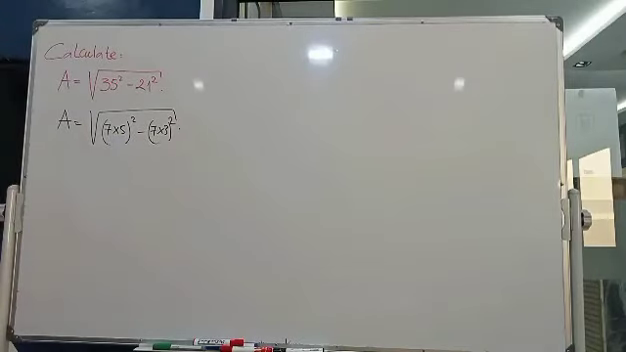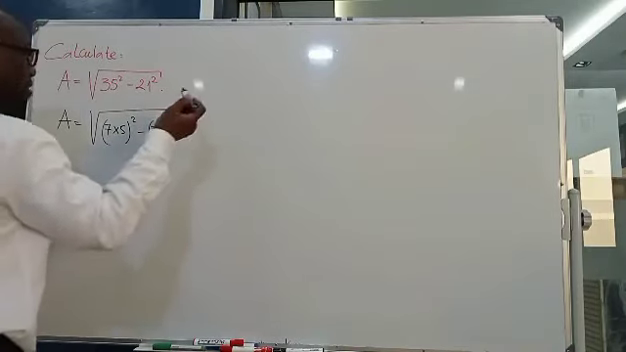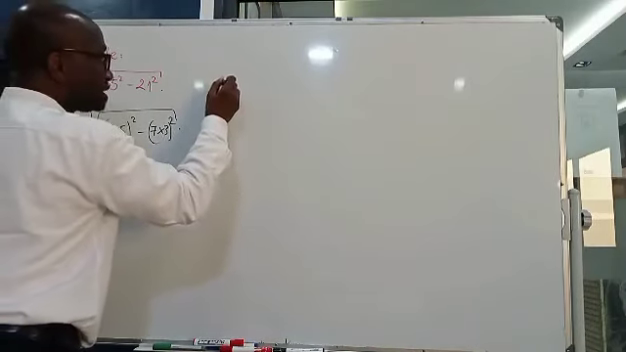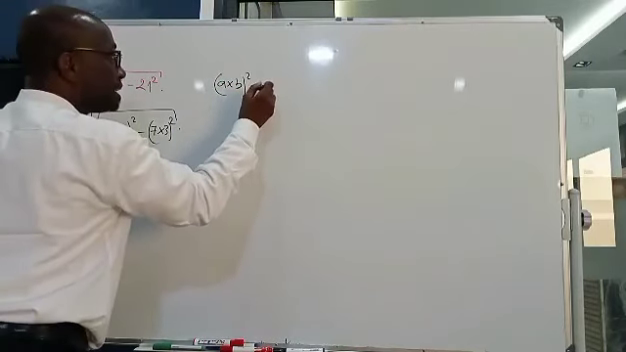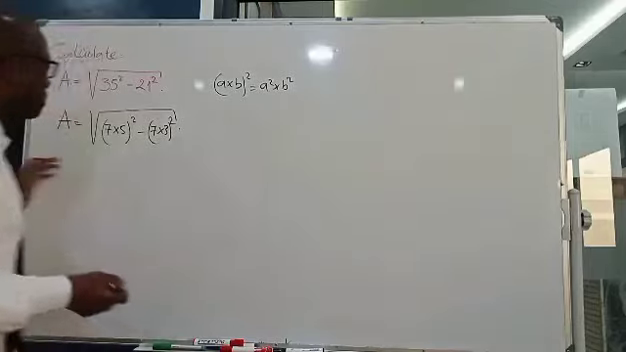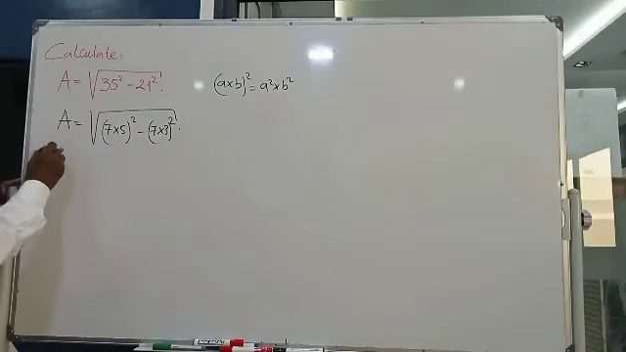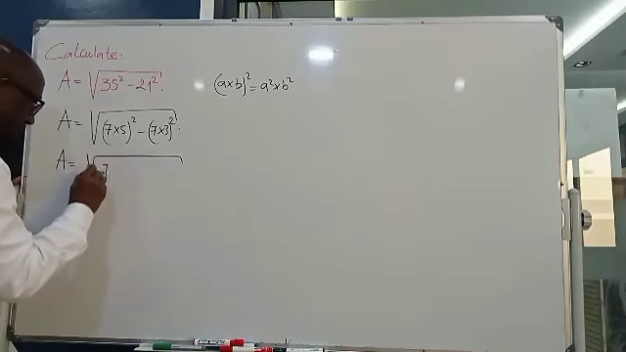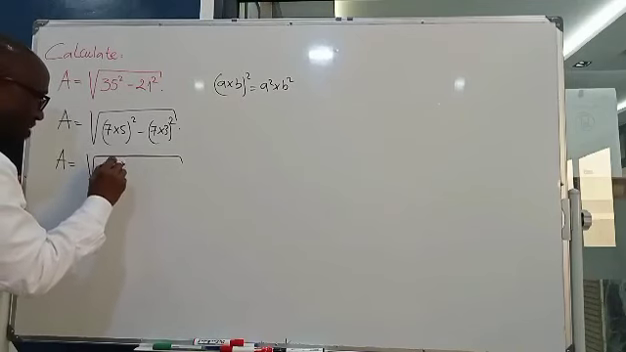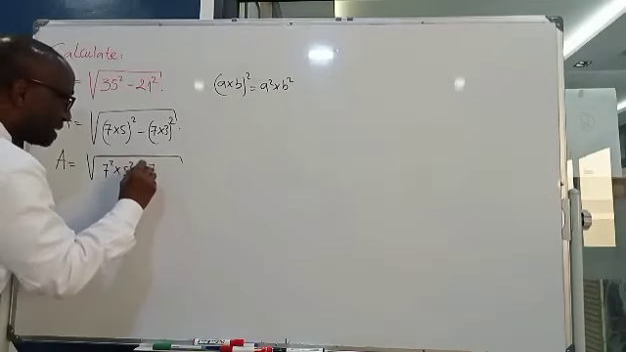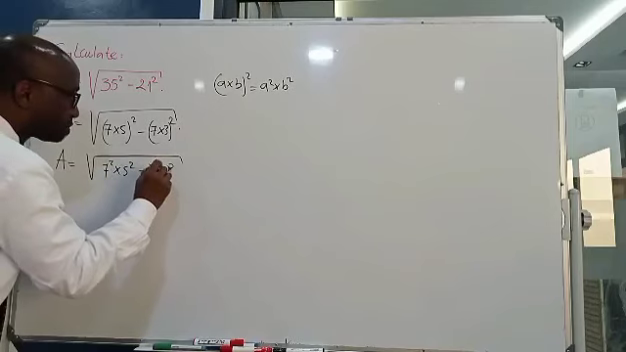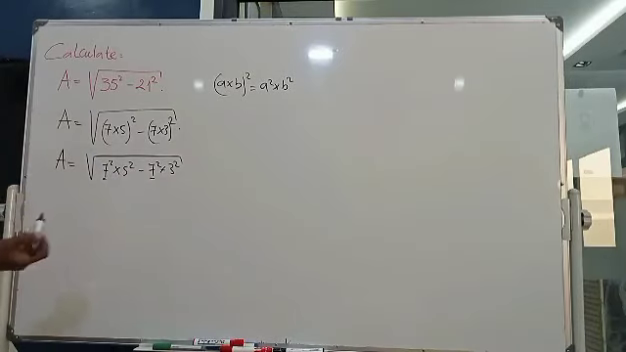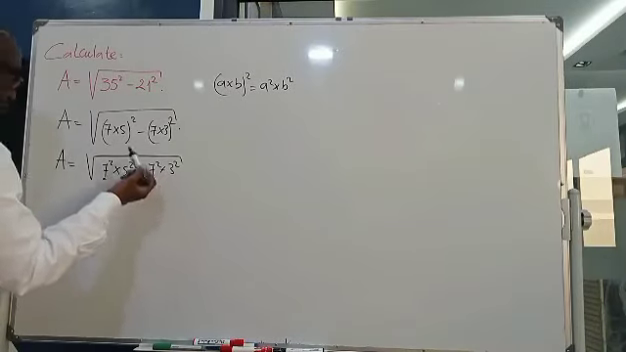Okay, so I know this rule. I know that if A and B are real numbers, A times B squared will be A squared times B squared. So I'm going to apply this rule here. So I have A, that will be square root of 7 squared times 5 squared minus 7 squared times 3 squared. Okay? And here I see 7 squared, I can factor this expression by 7.